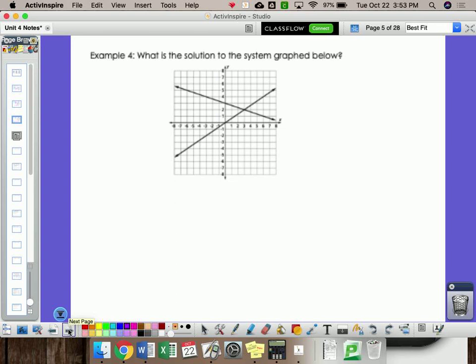Okay, let's look at example 4. What is the solution to this system below? They already graphed it for us. We just have to find the answer. So I'm looking for where these two graphs overlap, which I can see right here is where they intersect. And that point is 3, positive 2. So I have to write that as an ordered pair, x comma y. 3, 2 is the solution to this graph.